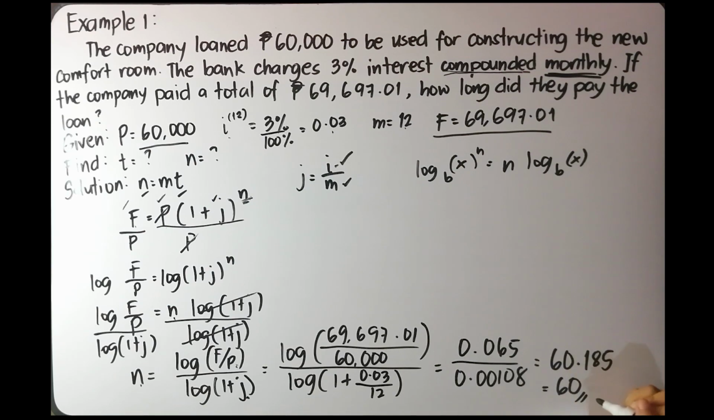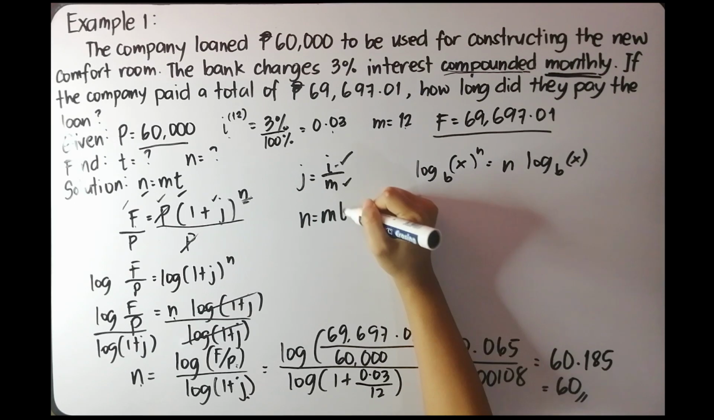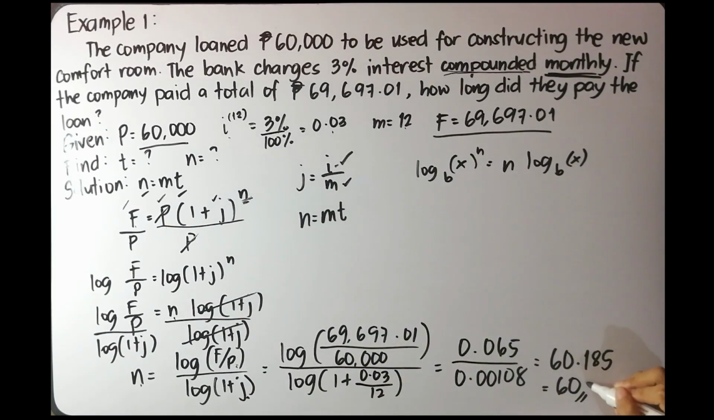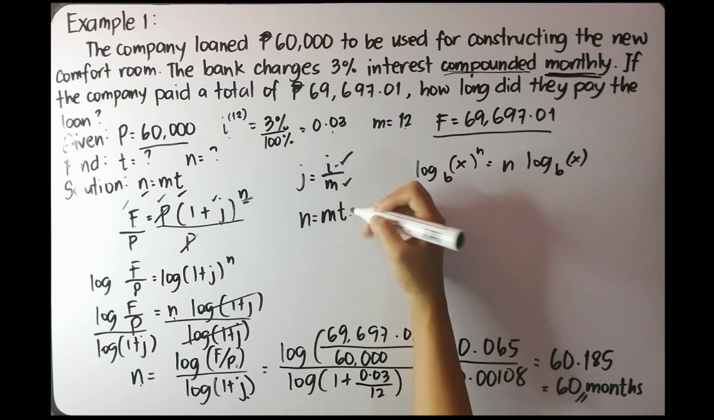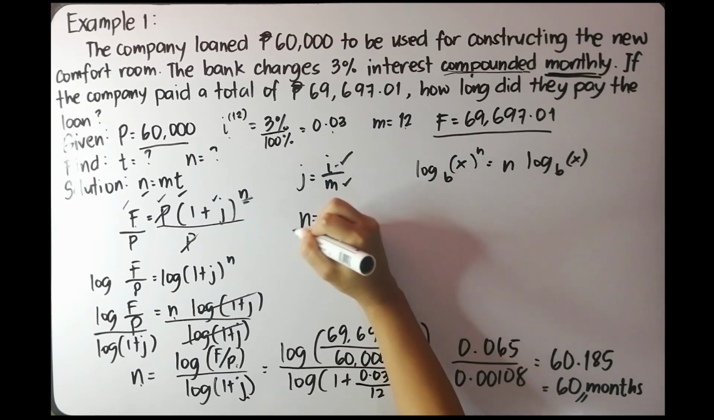So meaning there are 60 times. So our unit for n, since we have n equals mt, and our m here is 12 months, so we have 60 months. So how can we get the value of t, or how many years? We just have to divide both sides by m.